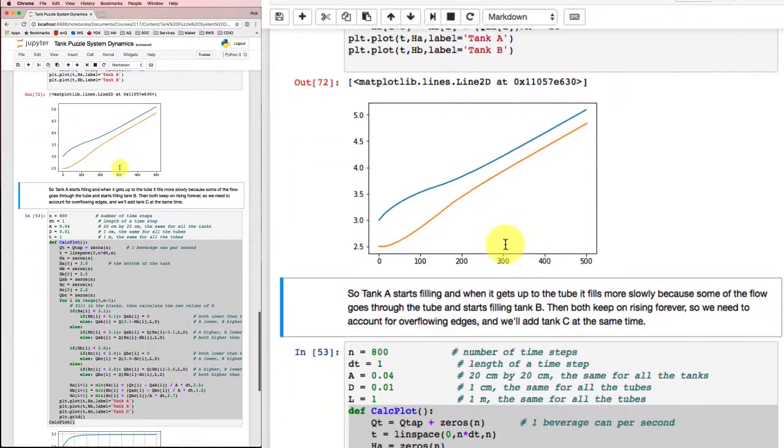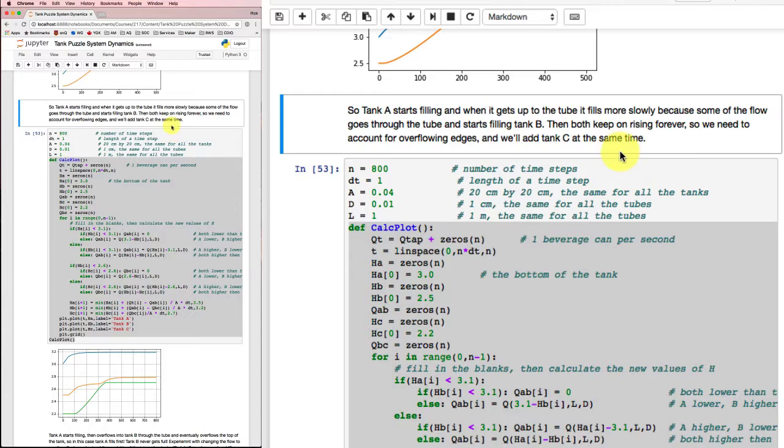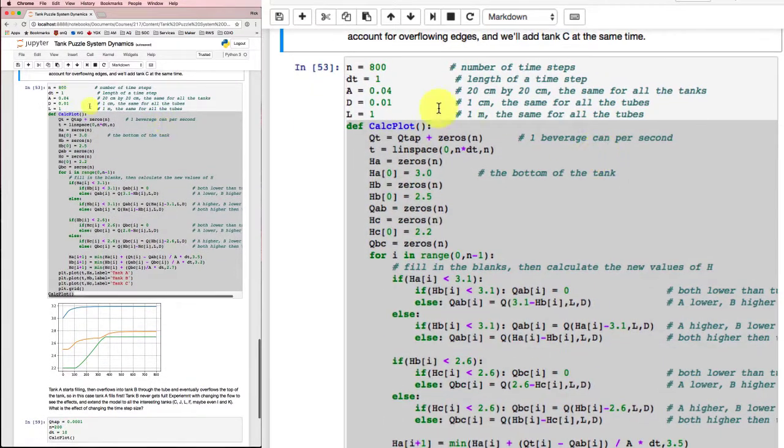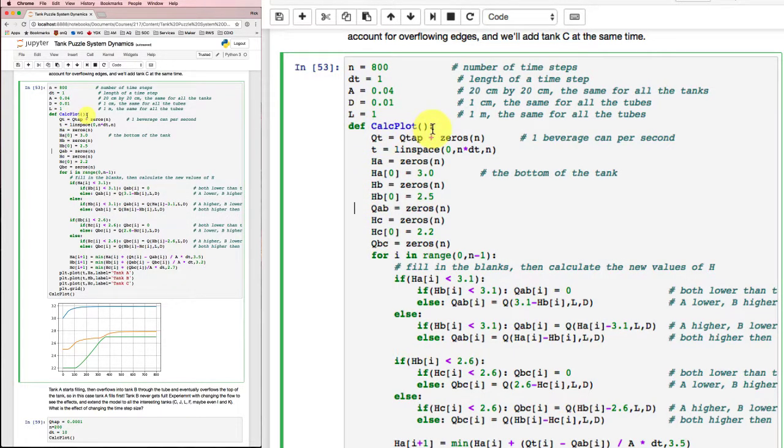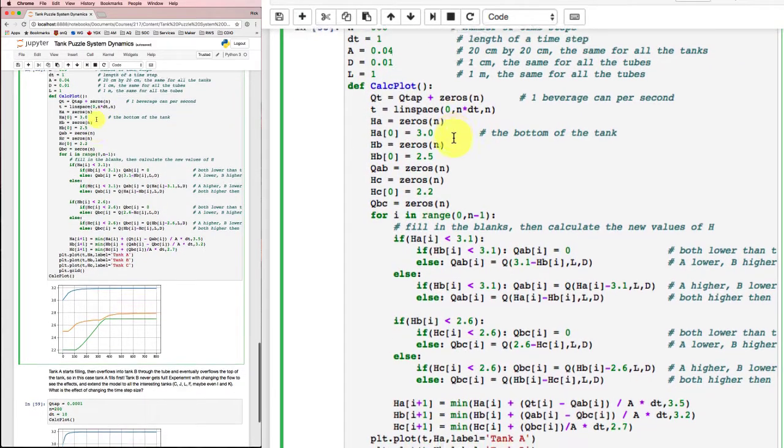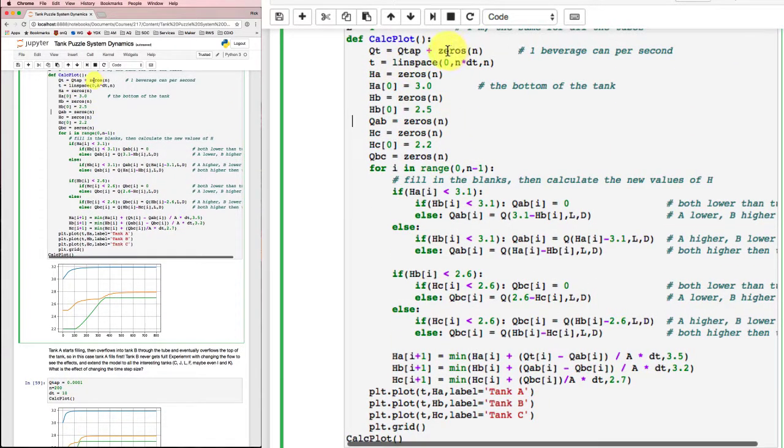So I'm going to do the same thing again. And I'll add in tank C. So this time I'm taking some more time steps, but I'm keeping the rest the same. And I'm defining this function called calcplot. Basically just all the same calculation, but putting it in a function so it's easy to call. So all the same stuff going on here. We set up all the values for HA, HB, HC. We get some variables to put the values for the flow AB and the flow BC in as we go along. We've got our flow from the tap, and then we're going to go through all of the steps.